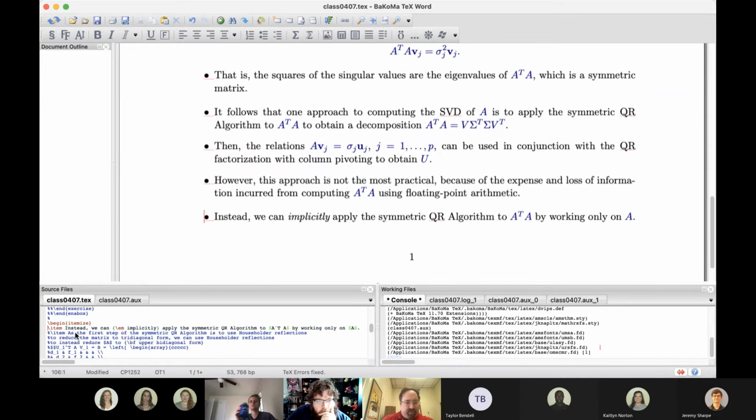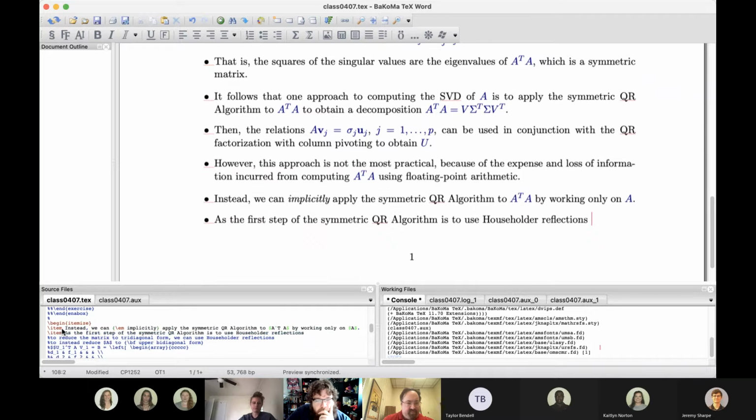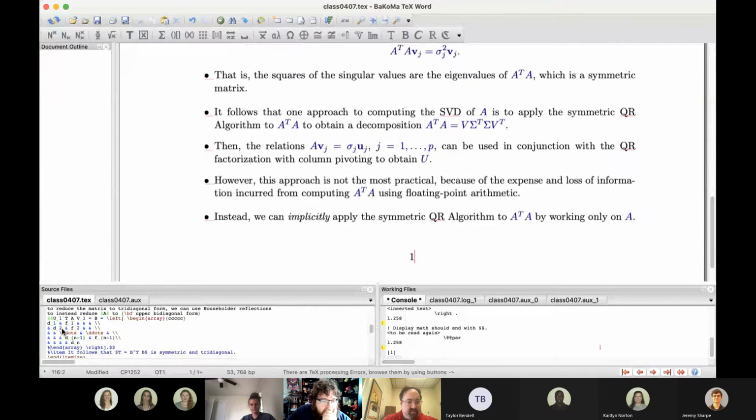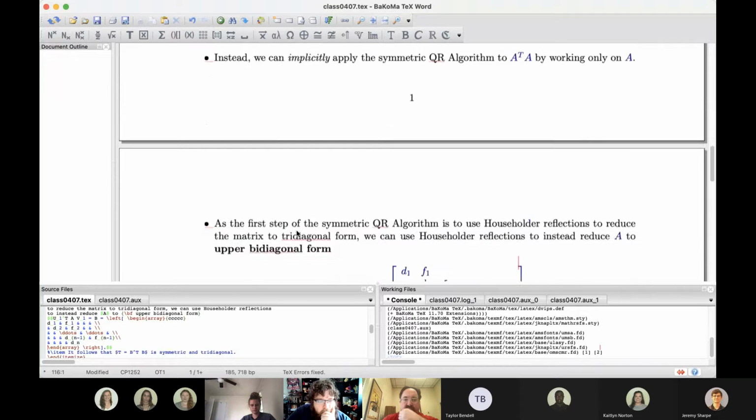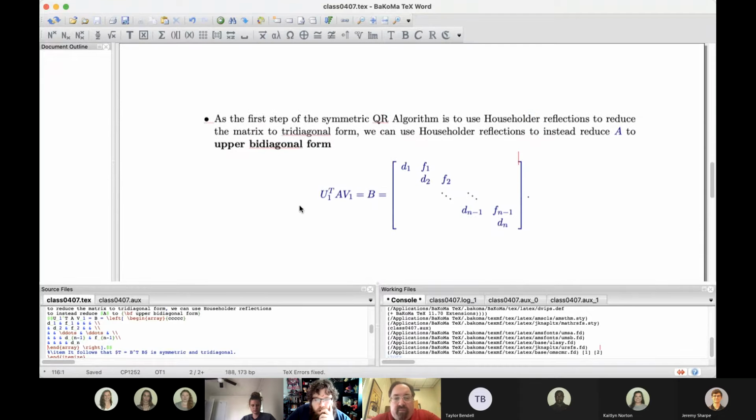Okay, so how are we going to do that? What we can do is apply Householder reflections to A coming from both the left and the right. The ones applied on the left will behave similar to what's done in the QR factorization, zeroing out all the entries below the diagonal. And then we can also apply Householder reflections on the right to zero out entries of these rows. So we keep the diagonal and the first superdiagonal and zero out everything else.